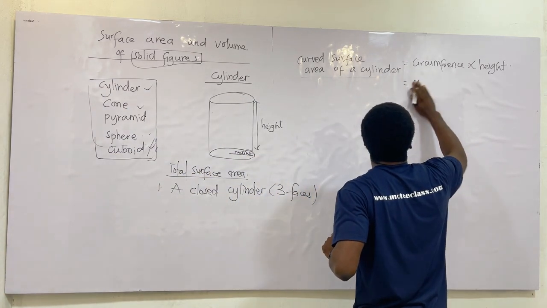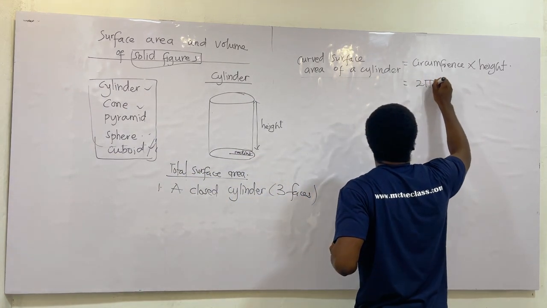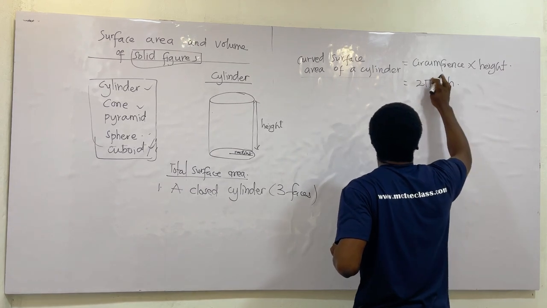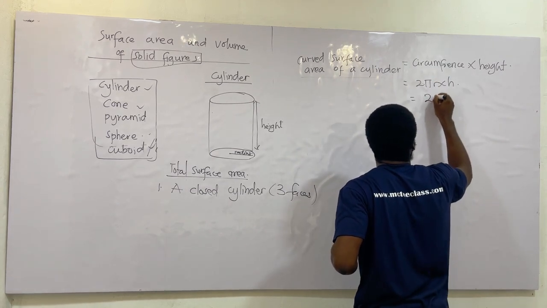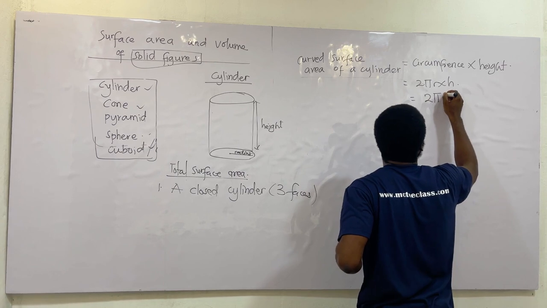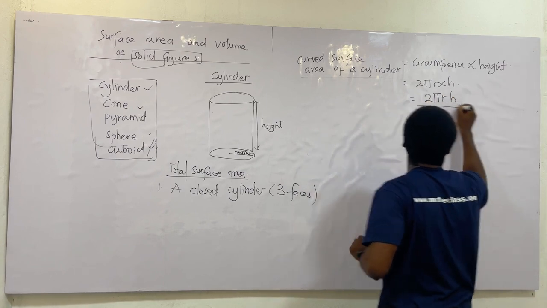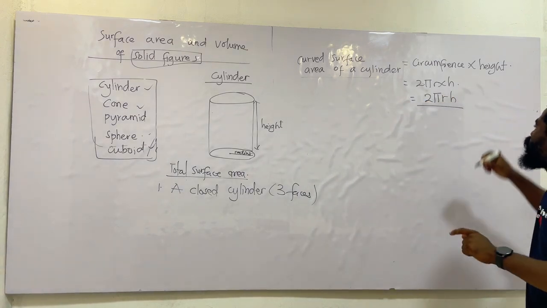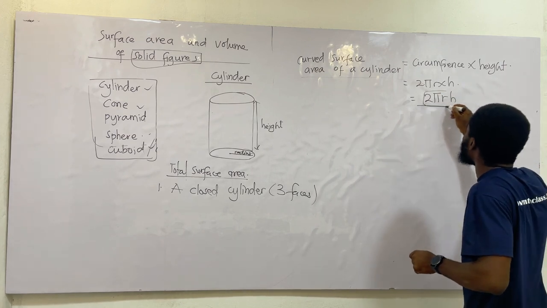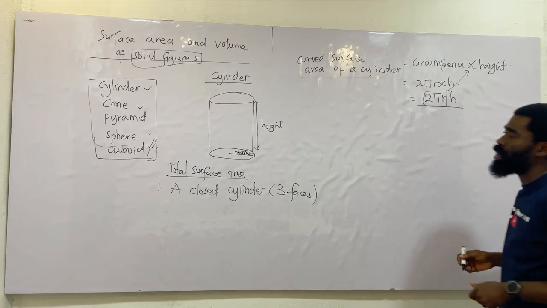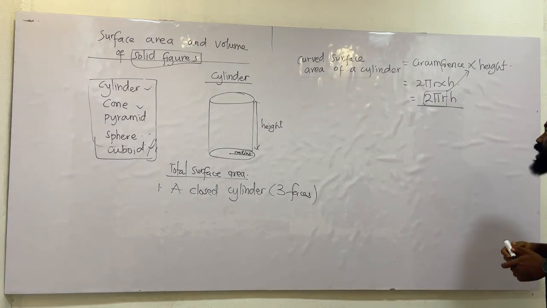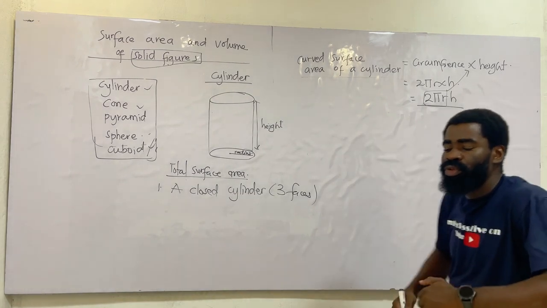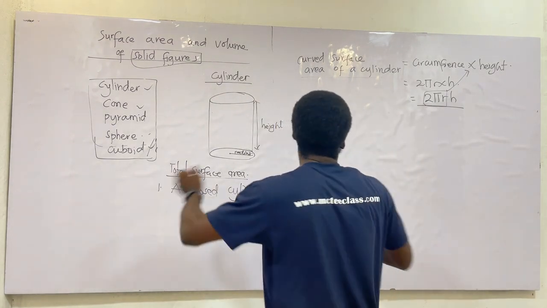That will give me 2 pi r times what? H. That means the curved surface area of a cylinder equals 2 pi RH. Note this, and be very mindful, this is the curved surface area.